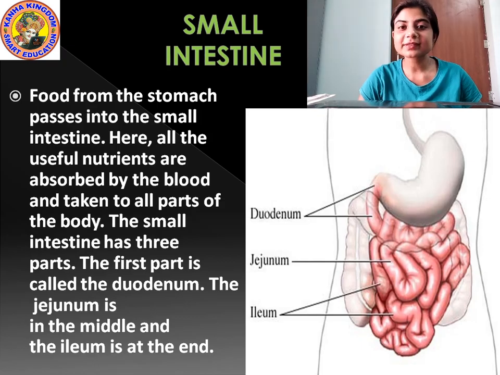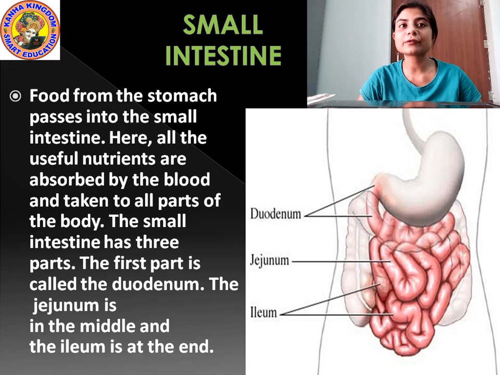So now students, comes the small intestine, another organ that helps in the process of digestion. It is the small intestine. Now food from the stomach passes into the small intestine. The food that is broken down in the stomach into smaller pieces passes into the small intestine now. Can you see in the picture? This is the small intestine. And what happens in the small intestine?